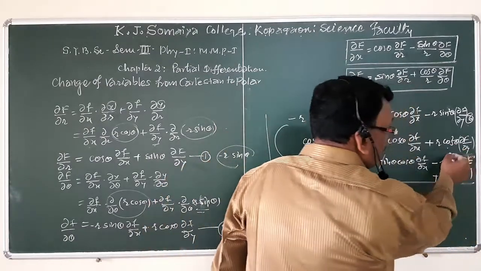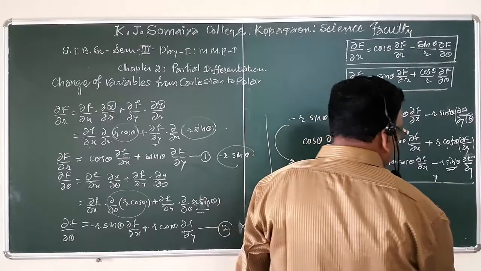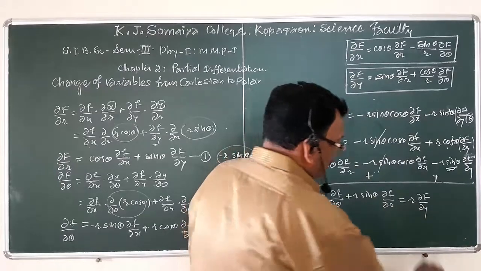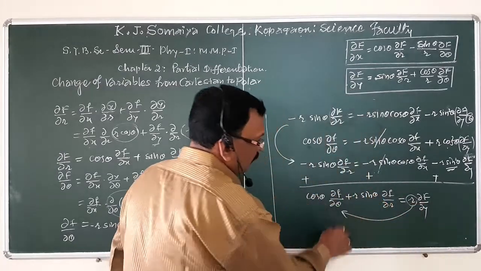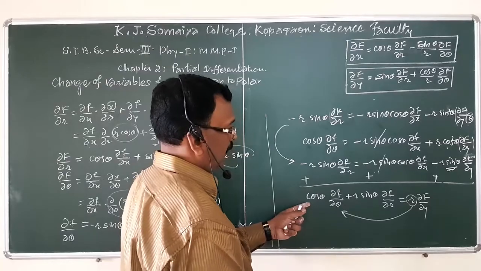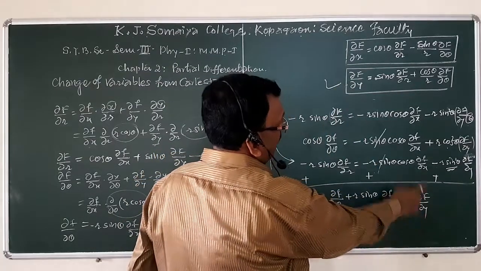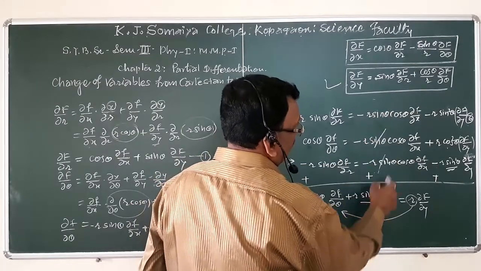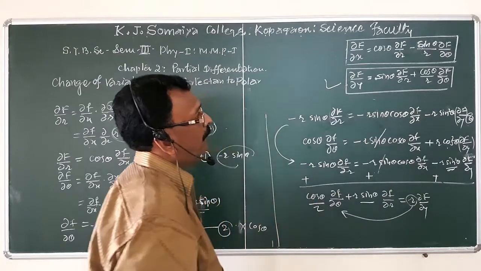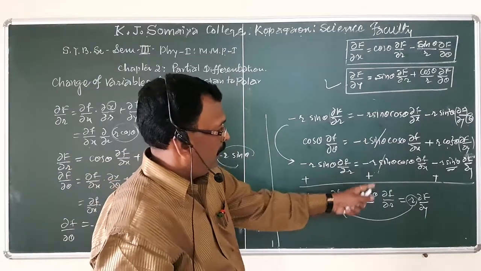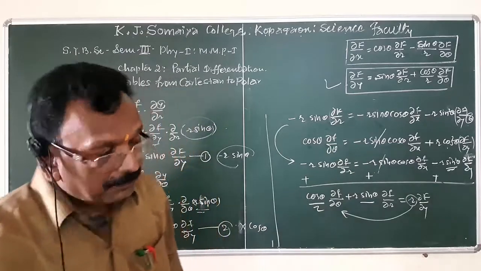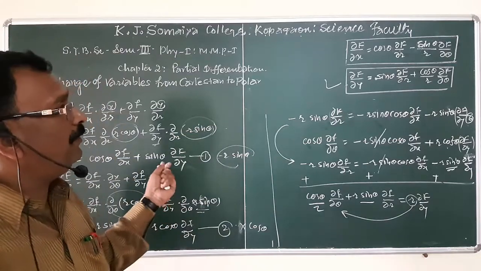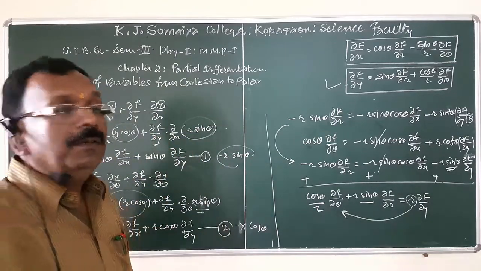Therefore, addition of sin square θ plus cos square θ is equal to 1, and finally we have ∂f/∂y. Or when we take this r toward this side, then we get the second relation, that is ∂f/∂y is equal to cos θ upon r ∂f/∂θ plus sin θ ∂f/∂r. In this way we get the second equation. Both these equations are very important for changing variable from Cartesian to polar form.